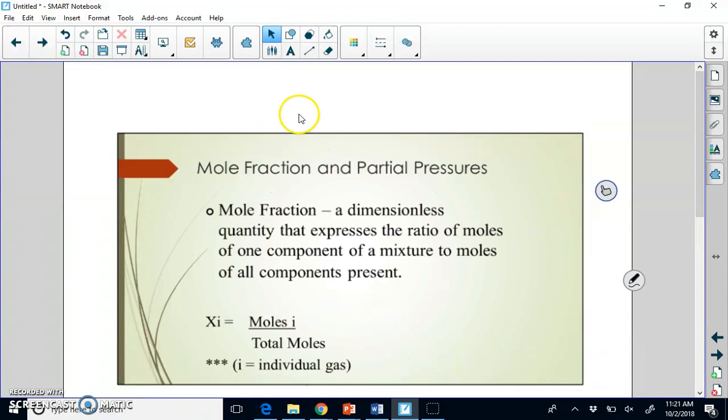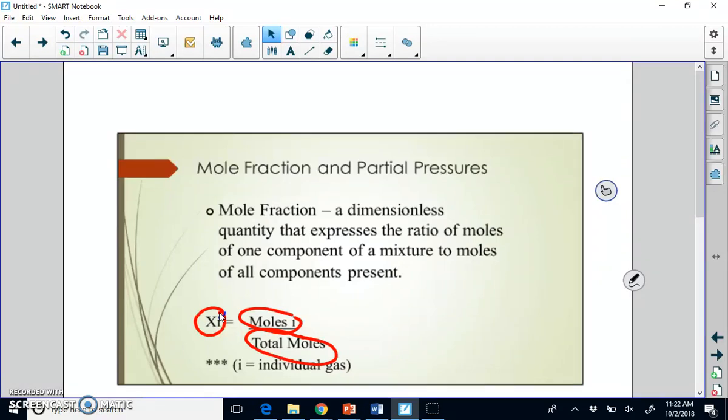Okay, now this is the part that gets a little bit annoying. Again, it's not hard, it's just a little bit annoying. So let's look at it. We have something called a mole fraction. A mole fraction is simply, if you have a mixture of gases, let's say this is the mole fraction for gas I, it's the number of moles of gas I divided by the total moles in the mixture. So we're going to use this.